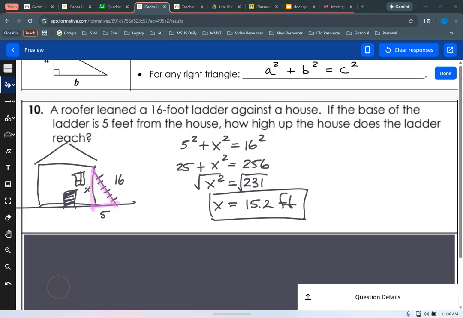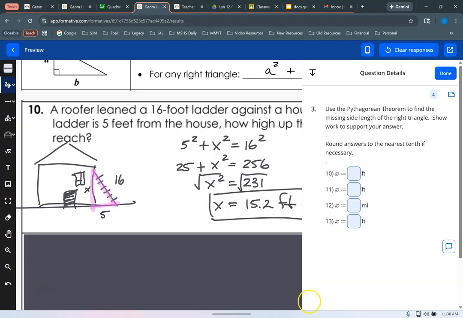You should have come up with 15.2 feet. Now, I actually included on the formative the unit for you to help you out. So you really only need to put the 15.2 in the formative. So don't do the feet. I've already put it on the formative. You can see it is right there.